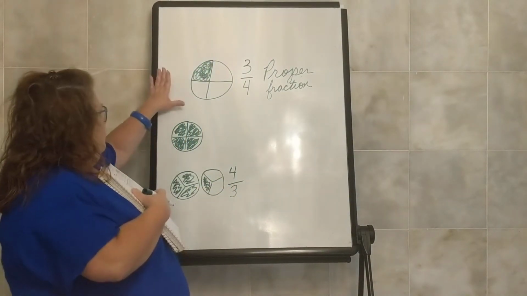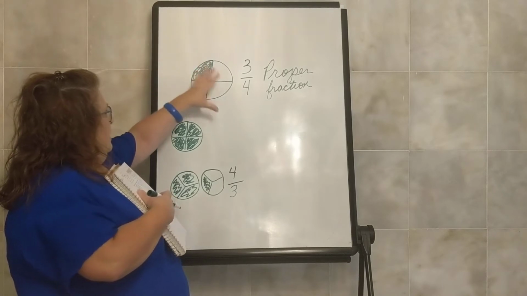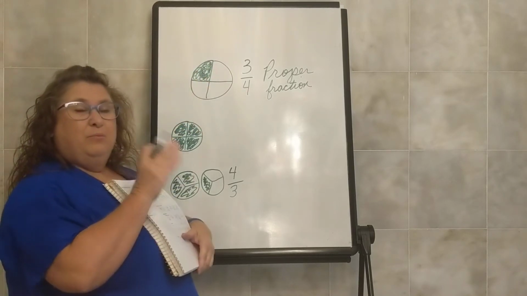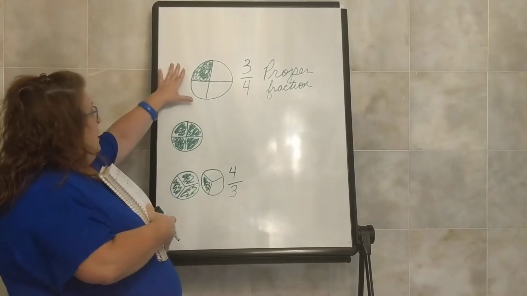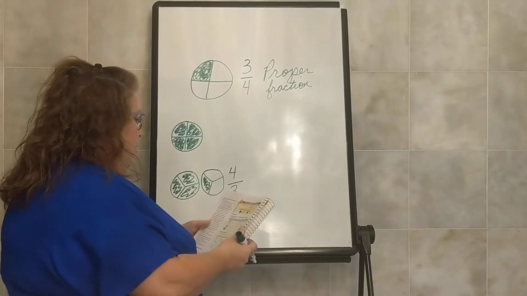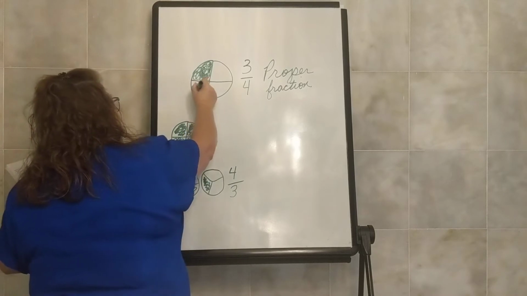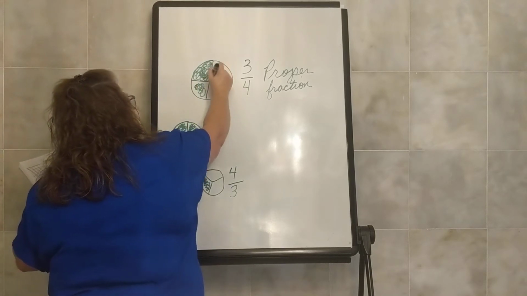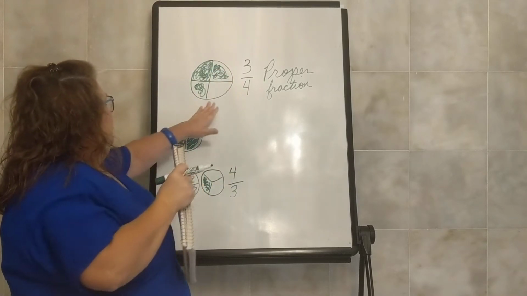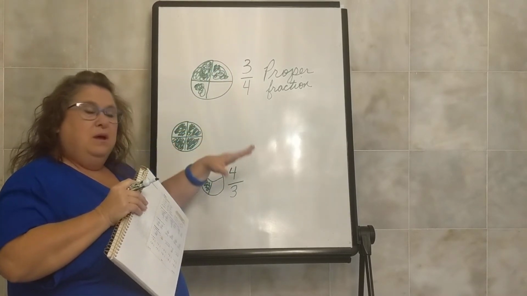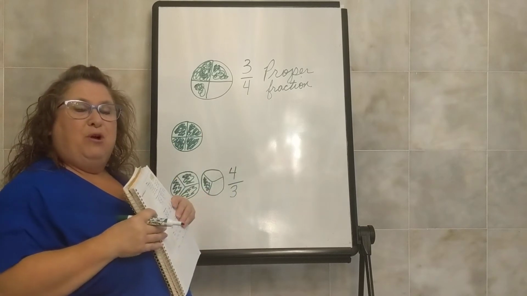So on my board, I drew a circle. I divided it into, pretend they're equal shapes. They're not really equal, but pretend they are, into 4 equal shapes. And I colored in 3 of those parts. So you know this well, that is 3/4 of the shape colored in. So that makes this a proper fraction.